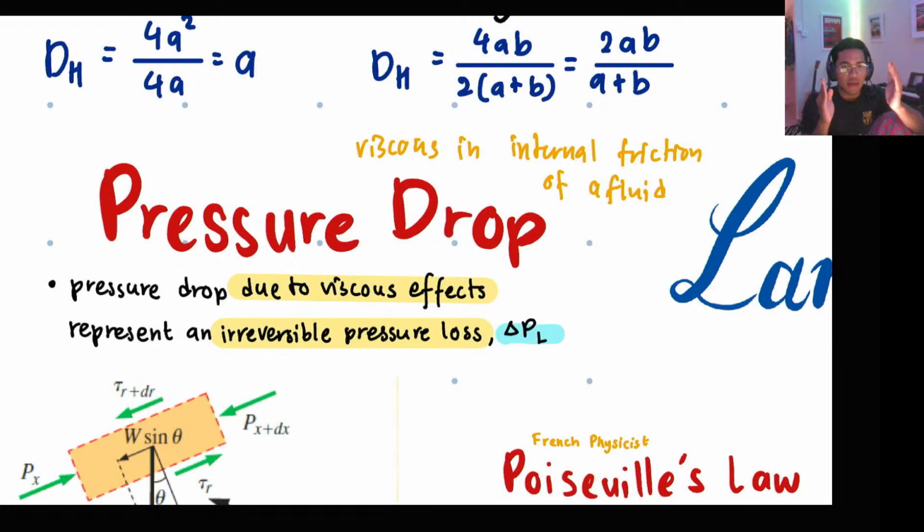So viscosity generates friction, which also generates irreversible heat. From there we can assume that the viscous effects represent the irreversible pressure loss, which is the heat energy produced by the friction.